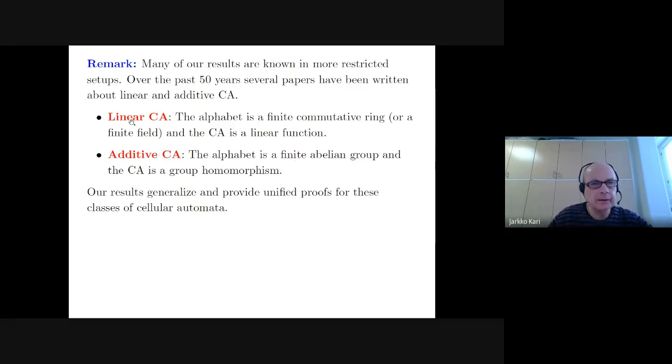Okay, so in a linear cellular automaton, your state set, or alphabet, is a finite ring or a field, and your local rule is a linear function in that case. So the cellular automaton is a linear function. And slightly more general is the so-called additive cellular automata, where your state set is a finite commutative group, and your cellular automaton is a group homomorphism. But in our case, the group does not need to be commutative anymore.